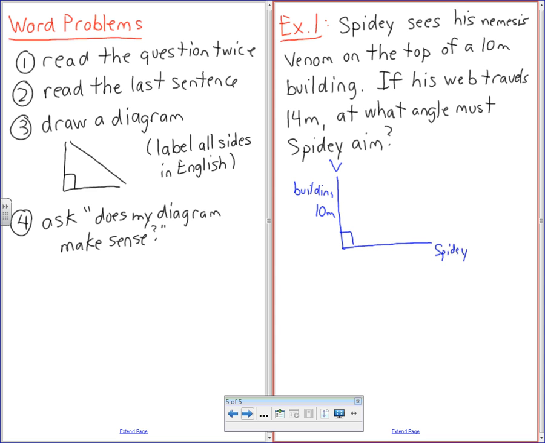Spider-Man will shoot upwards, okay? So this is going to be his web traveling through the air, sort of like that.